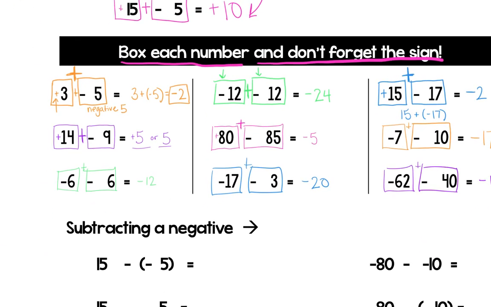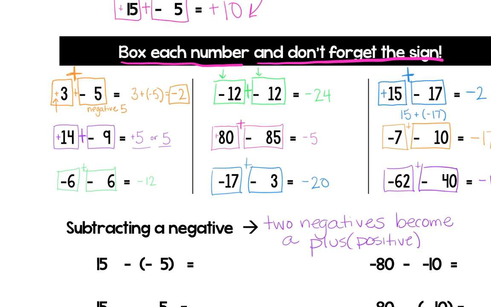Now, there's one more scenario. It's when you're subtracting a negative number. So right here, when you're subtracting a negative, what happens is two negatives next to each other. Subtraction and a negative can be used interchangeably, become a positive, a plus or positive. I'll show you what I mean.